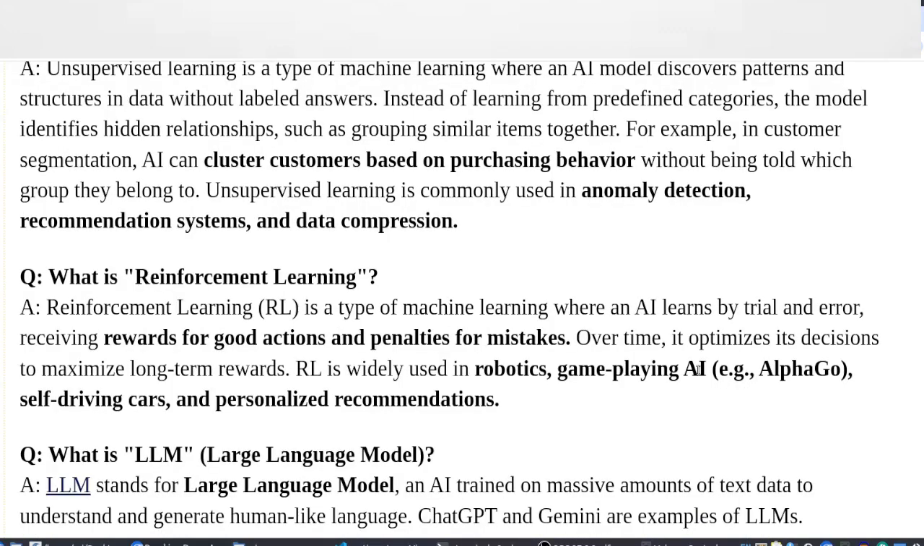Reinforcement learning, RL, is a type of machine learning where an AI learns by trial and error, receiving rewards for good actions and penalties for mistakes. Over time, it optimizes its decisions to maximize long-term rewards. RL is widely used in robotics, game-playing AI, for example AlphaGo, self-driving cars, and personalized recommendations.